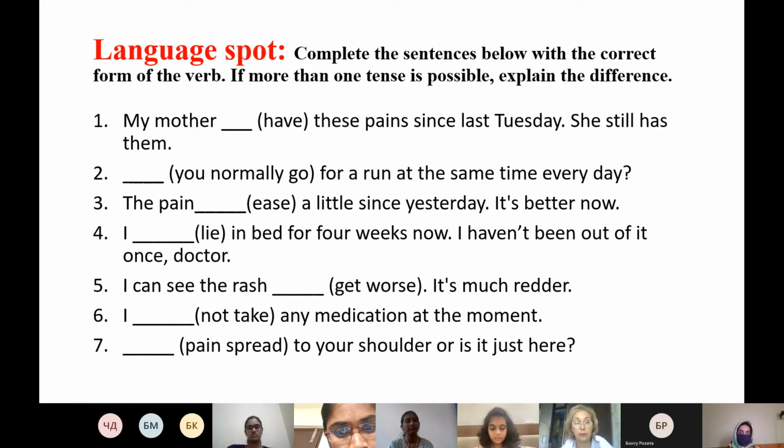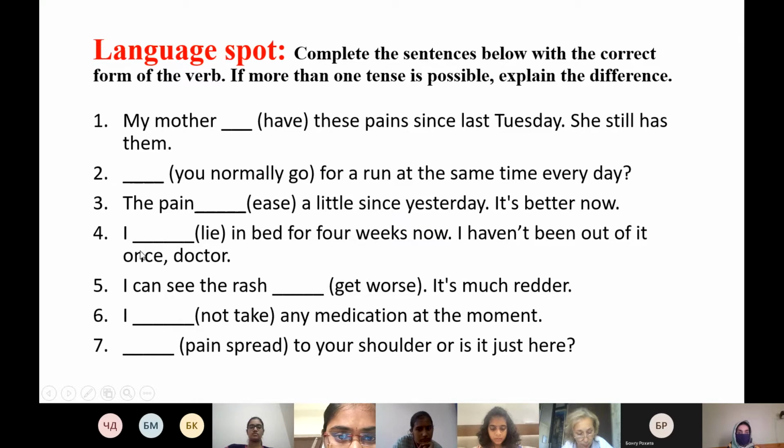So the next is for Mayuka, number 3. The pain has eased a little since yesterday. It's better now. Past simple? Present simple? No, it's better to use present perfect because we have since. Since is the marker of the perfect tenses. So the pain has eased a little since yesterday. It's better to use it like this.